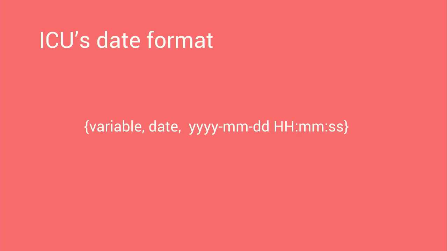So that is number format. Let's move on to date format. This is how ICU defines date format, and it's quite familiar. We have a variable and date. Date defines the type of formatting, and the third argument is just a date pattern.